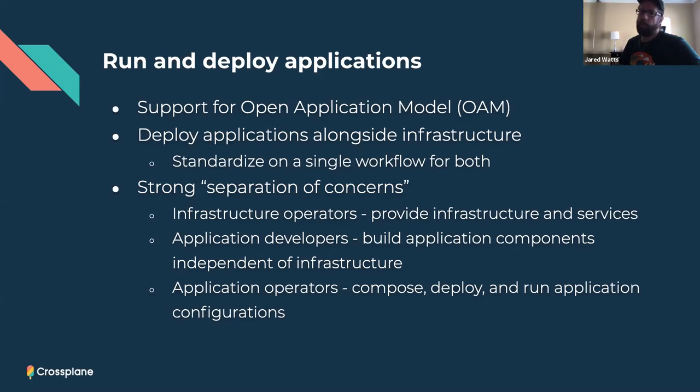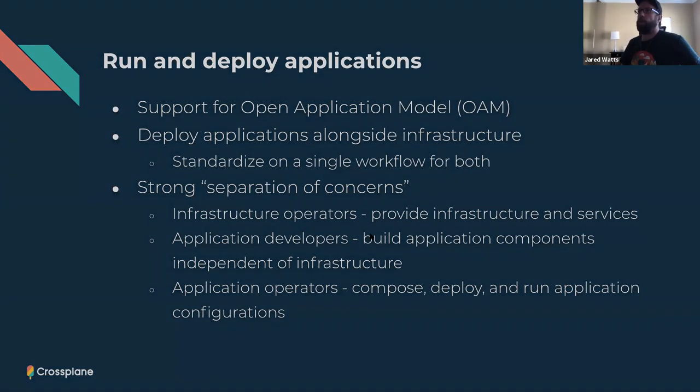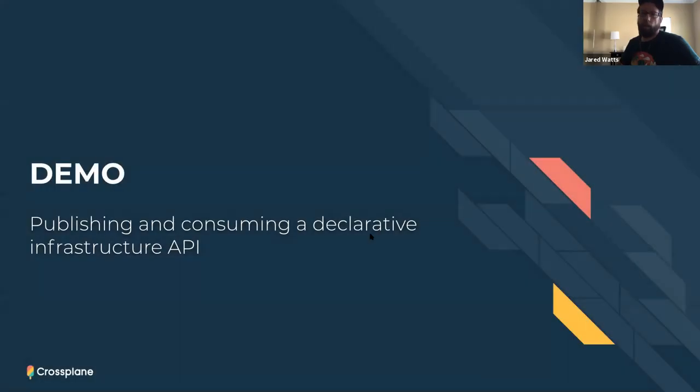They want to be able to say, okay, I'm focusing on my business logic, I'm focusing on my app, and I have a general need for a database and a cache. That's all they need to worry about. And then there's this third persona, application operators, that can glue those together, take application components and fulfill them with infrastructure and environment requirements. Okay, so these are the three feature areas, and I think it's time for a demo to start putting this together.